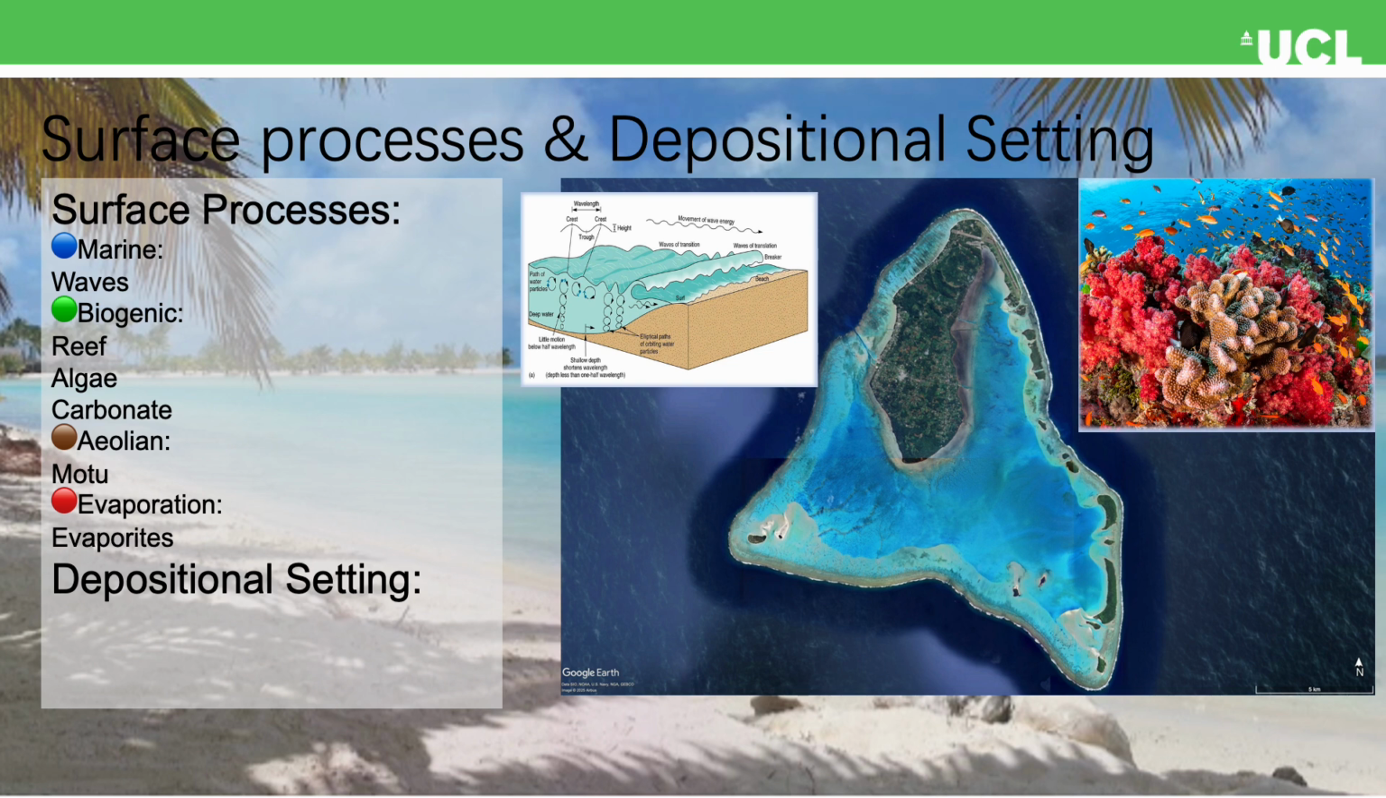In addition, evaporation in restricted areas of lagoons may lead to the precipitation of evaporites, especially during dry seasons. These combined processes create a carbonate-dominant depositional setting, with three main zones: the reef ring, the shallow protected lagoon, and the motu outlets.